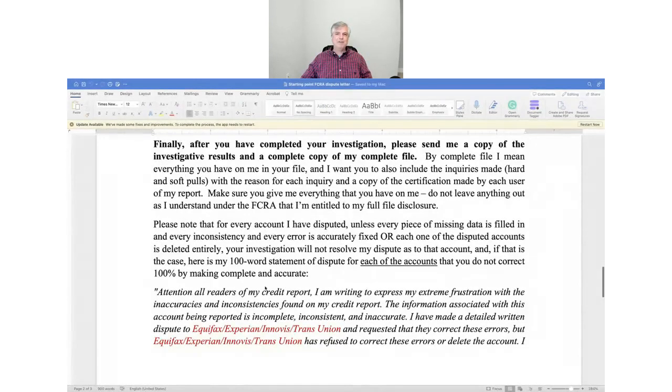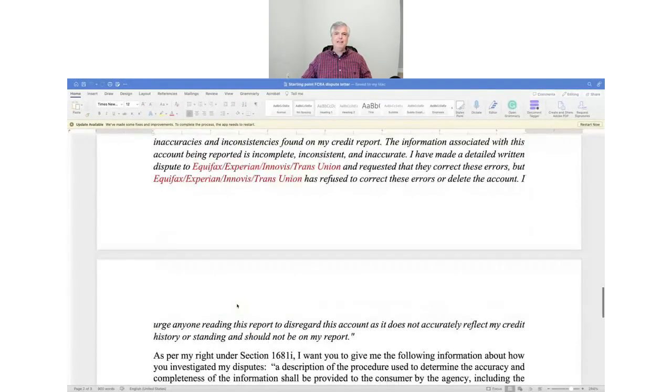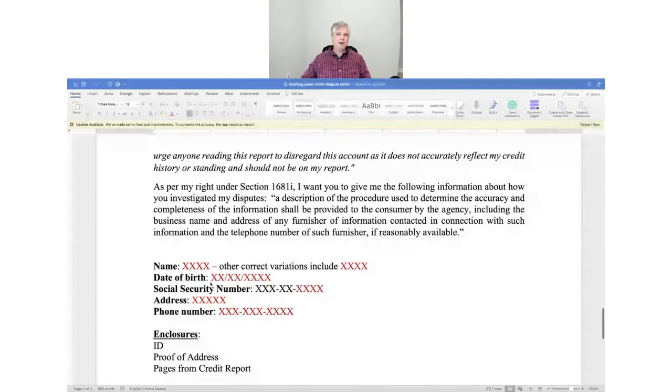And then we say, look, if you're not going to fix everything or delete everything, then put this 100-word statement. And obviously you have to plug in whether this is Equifax, Experian, NFS, TransUnion, somebody else. And then we say, I want the method of verification. What did you do here? And then this part is just your signature. Now, some people like to leave this bolded part. Others will take this out. It doesn't really matter. You just make it the way you want it.